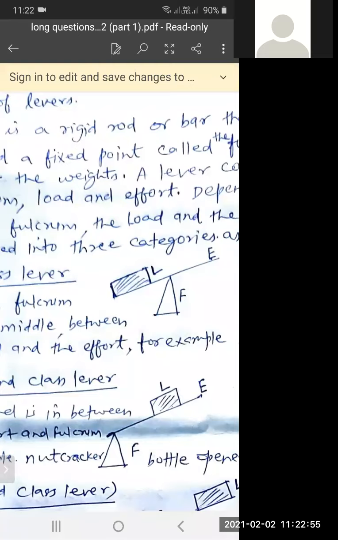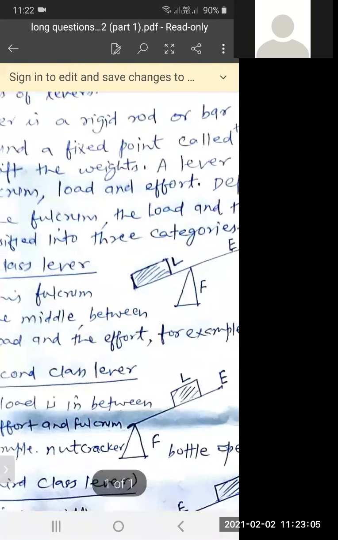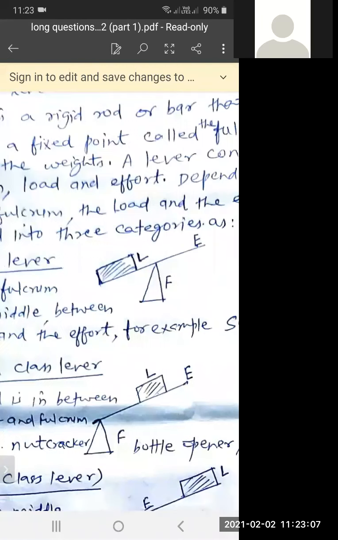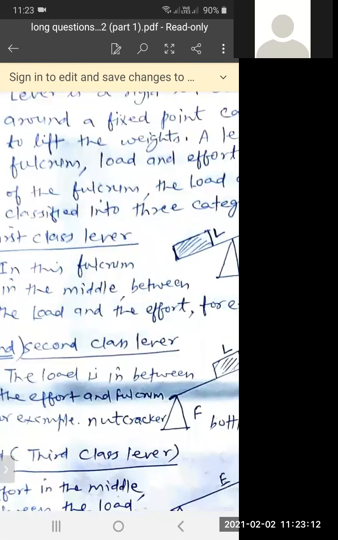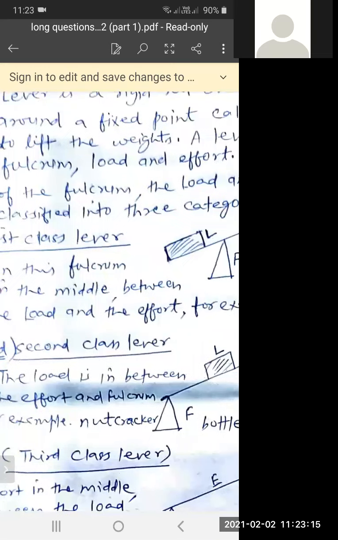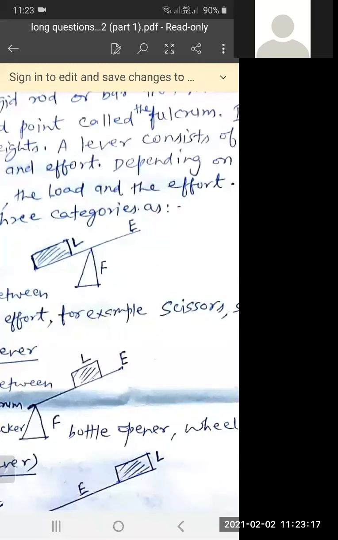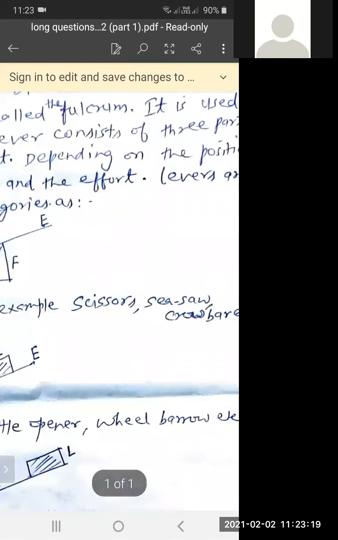Is it clear? In this rod, on the left hand side is your load, in the center is the fulcrum, the fixed part, and the effort is on the right hand side. The fulcrum is in the middle, between the load and the effort. For example, scissors. Number two, seesaw and crowbar. Scissors, seesaw and crowbar are the examples of first class lever.